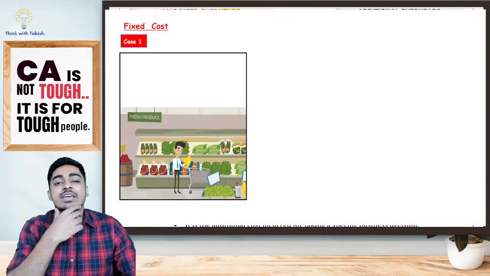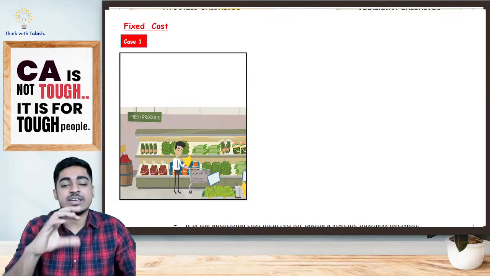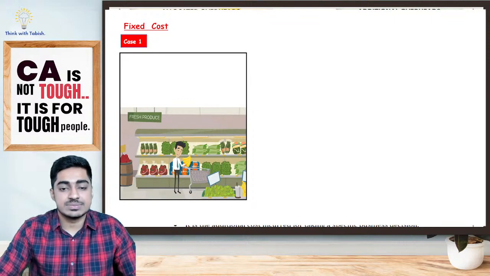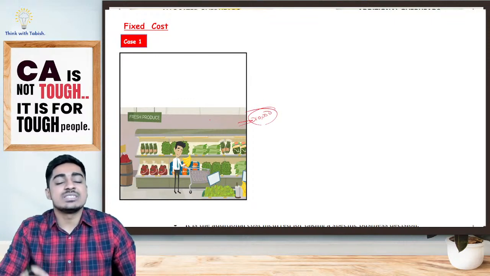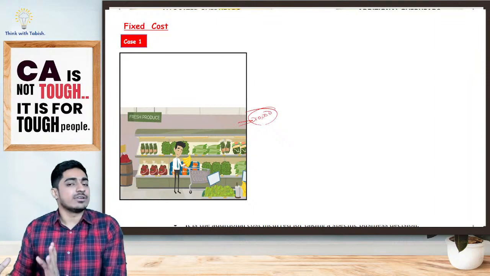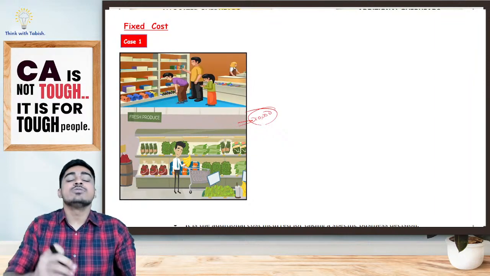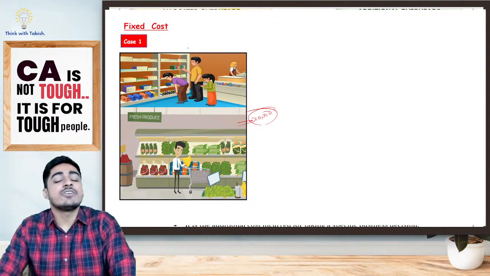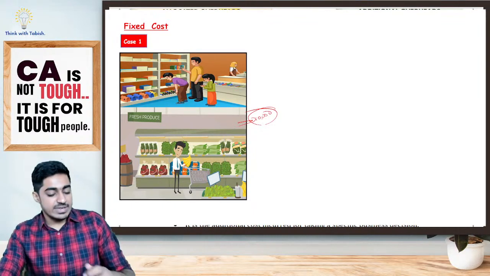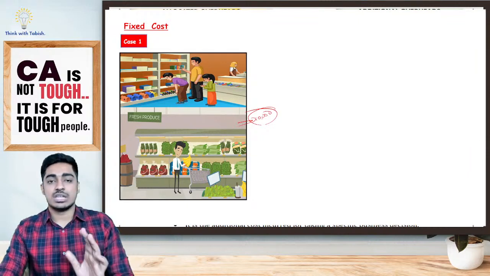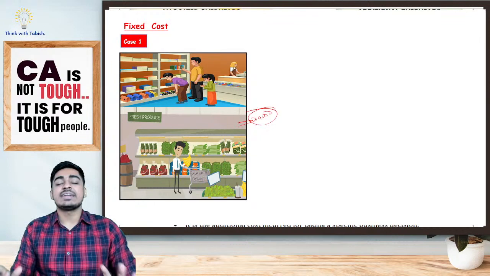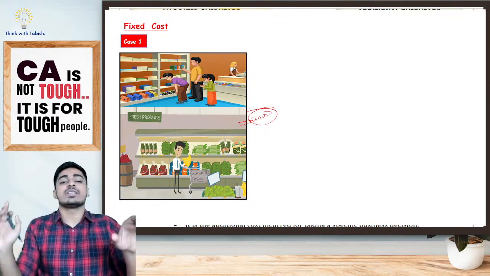Suppose I'm having a vegetable shop, for which I'm paying a rent of 10,000 rupees. As a part of my business expansion, I had some place left there only, so I started a new stationery shop also, in a small area of the same shop. Previously also my rent was 10,000. Now also my rent is 10,000. Just that for the two businesses, while calculating cost, I bifurcate the cost.